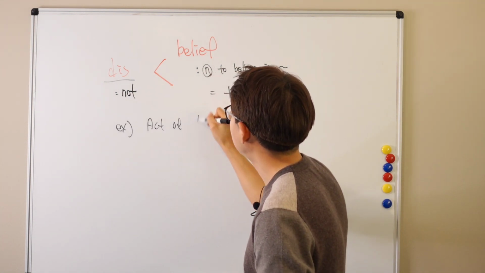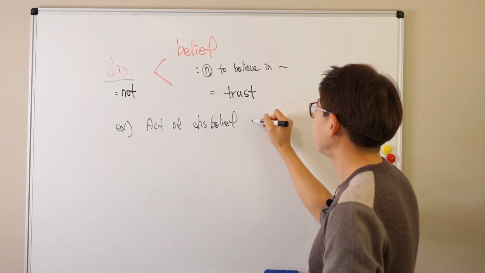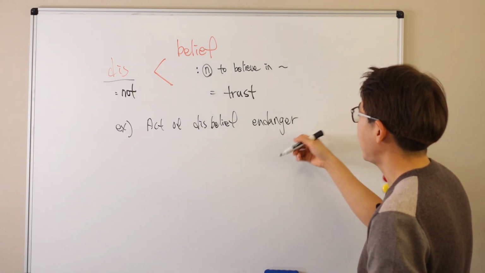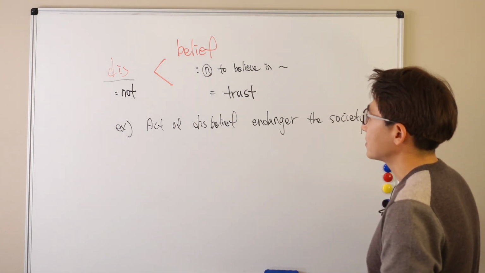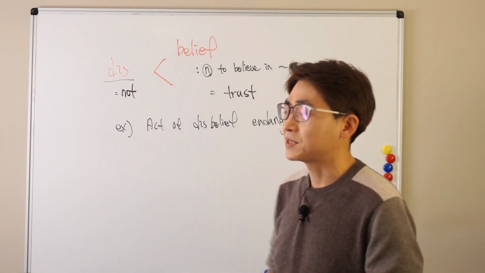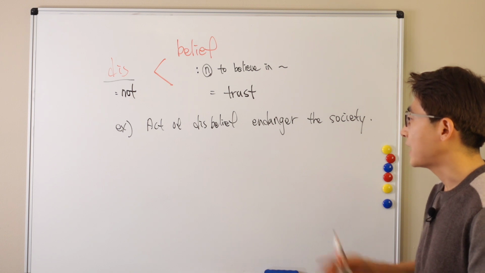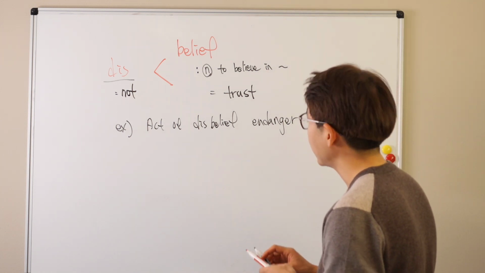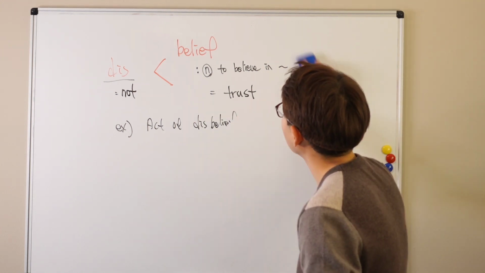Act of disbelief in danger. So make something dangerous, endanger the society. This happens a lot in times of crisis. You're not believing other people, so active disbelief endangers the society. Okay, so that's one way that we can use the word disbelief.